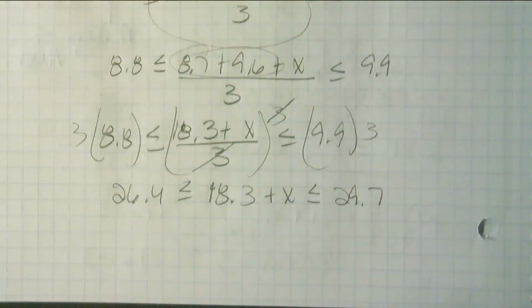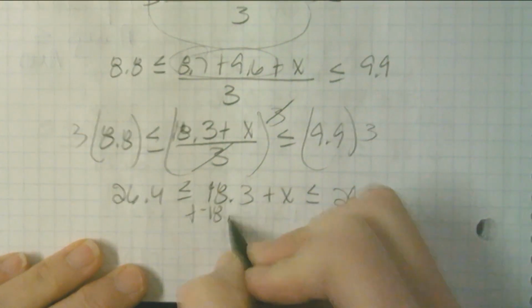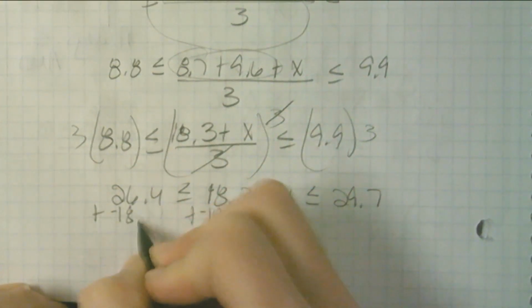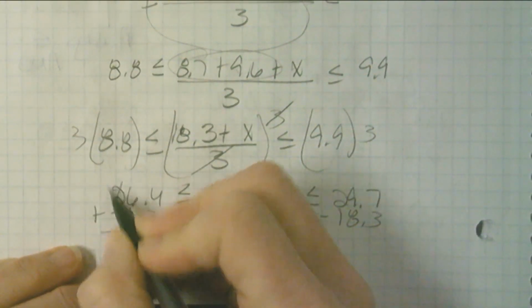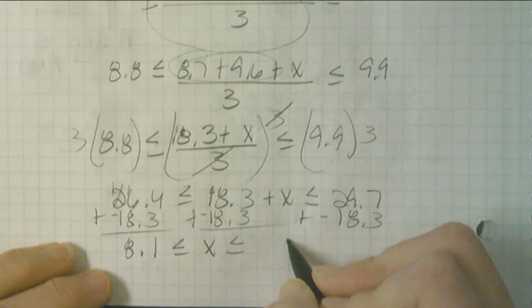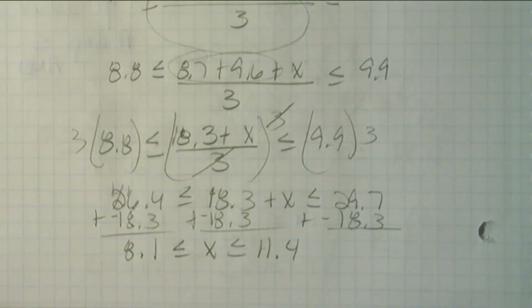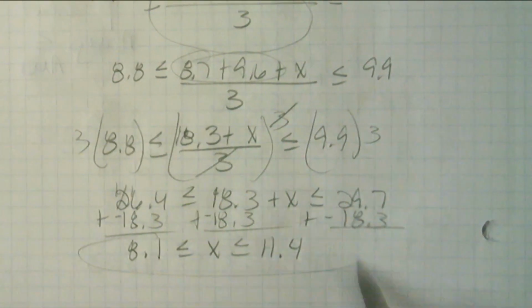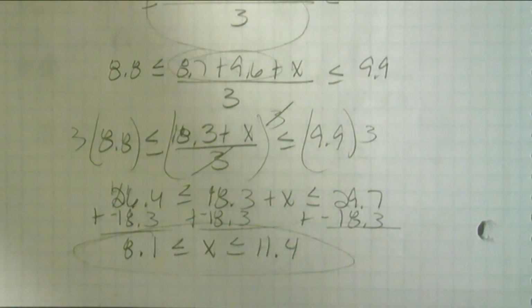Now what? Serena, now what? Yep. All right, so this should be a 1. It's 8. So I have to get 8.1 is less than or equal to x, which is less than or equal to 11.4. That would be our answer. All right, so that is an inequality story problem.